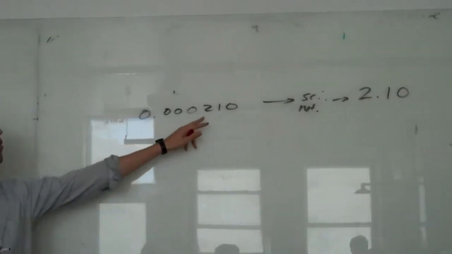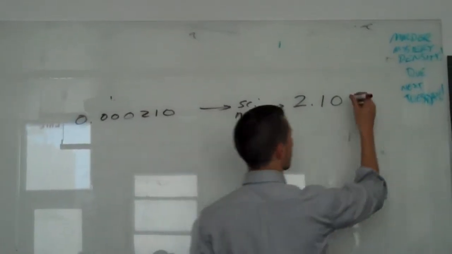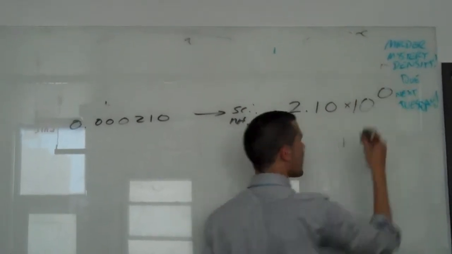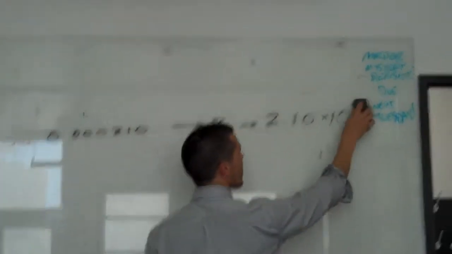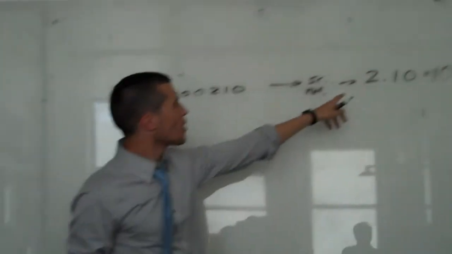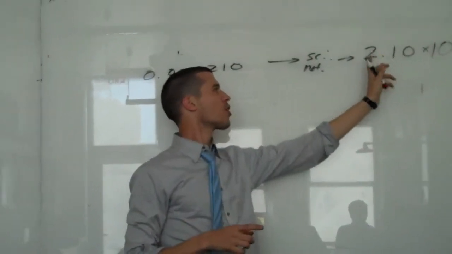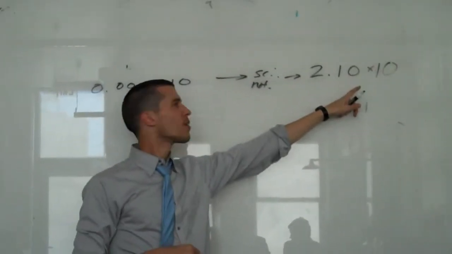Alright? Times 10 to the negative... Now it's going to be times what? Negative 4. Times 10 to something. We don't know what that something is yet, so I'm just going to put a blank there. Because it always goes into this kind of form.